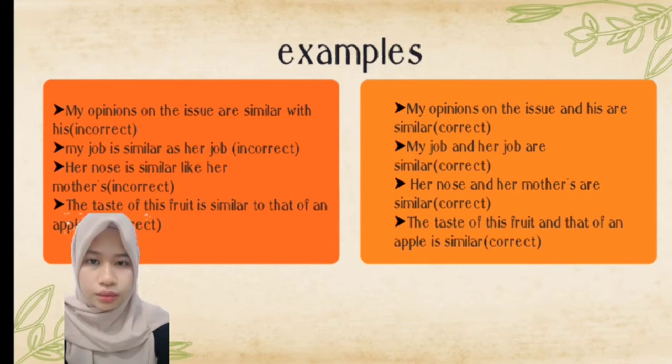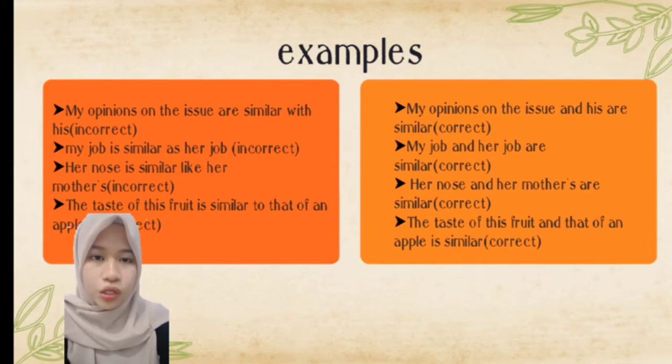And the next, my job is similar as her job. This sentence is not true because similar should be at the end of the sentence and follow to be. So the sentence is correct. My job and her job are similar.